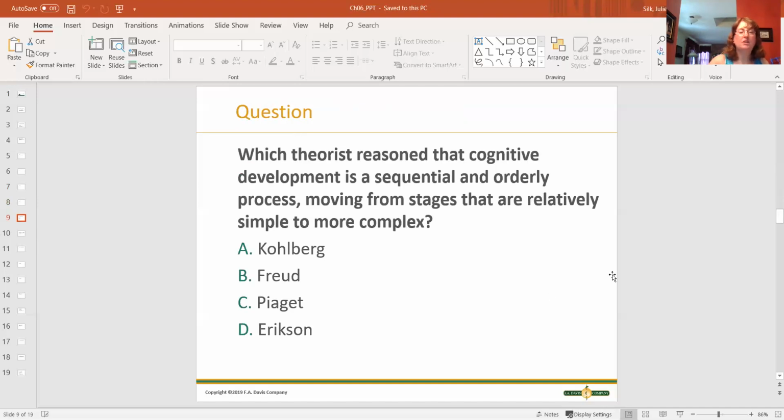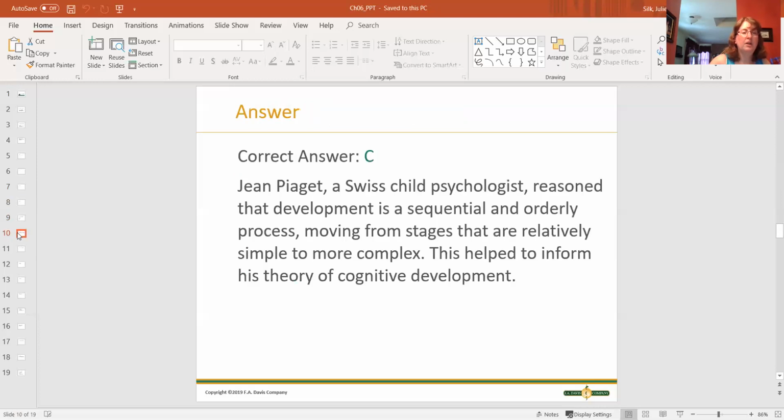So which theorist reasoned that cognitive development is a sequential and orderly process moving from stages that are relatively simple to more complex? This would have been C, Jean Piaget.